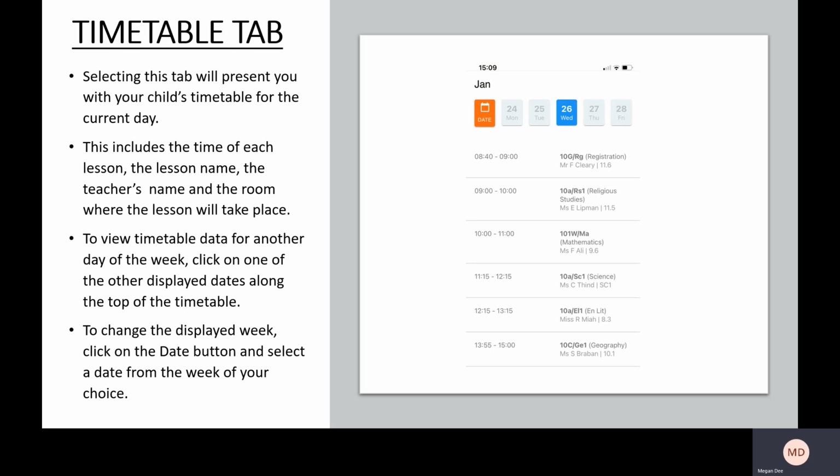You can also see your child's timetable. You click on the date that comes up at the top. So that one's clicked on the 26th, and you can see all the lessons that that child has that day with which teacher and what room they're in. And if you want to move around and click on Monday or Tuesday, then the timetable for that day will come up.